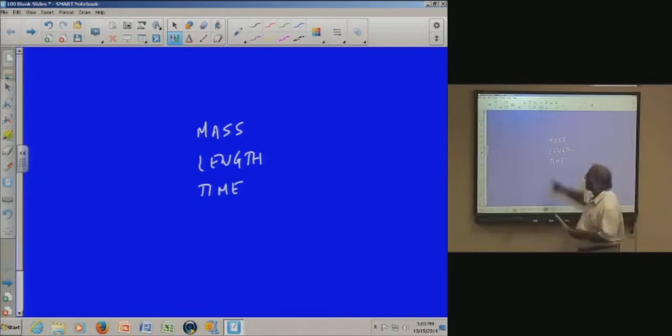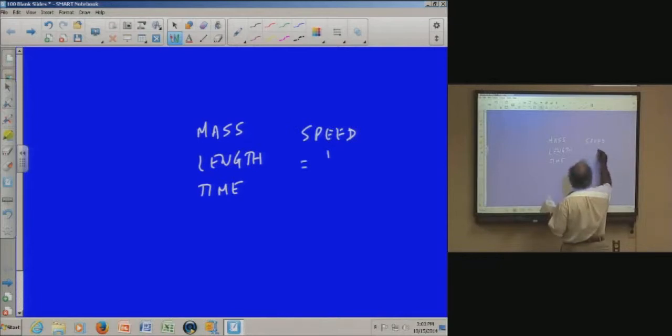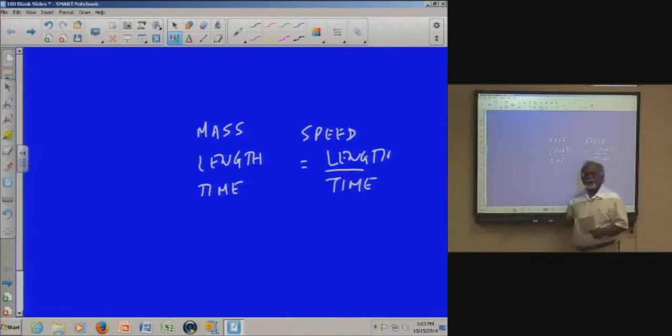So it's just amazing: just using mass, length, and time, we can derive other variables, as it were. So for example, speed is the ratio of length over time, right? So we don't need to have a fundamental unit of measurement called speed, but if you know length and time, if we take the ratio, that gives us speed.